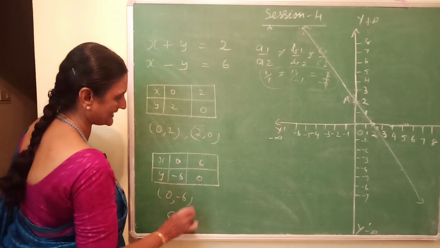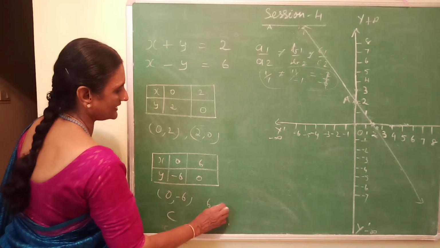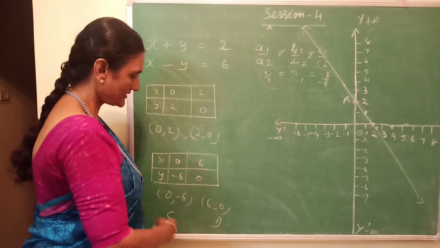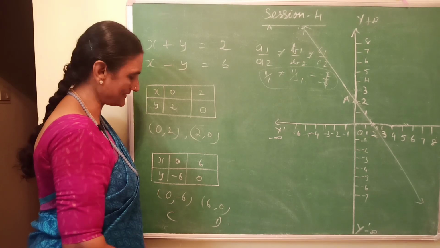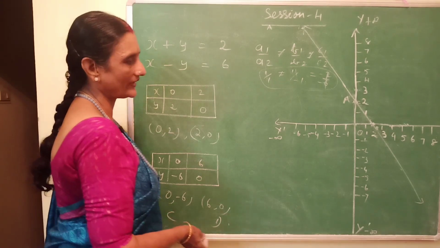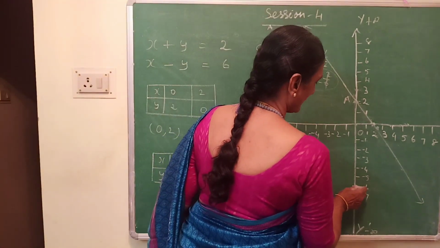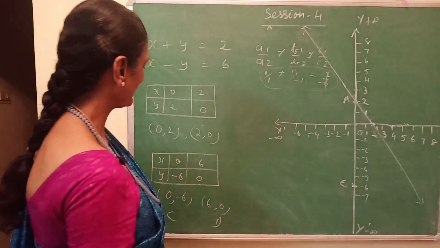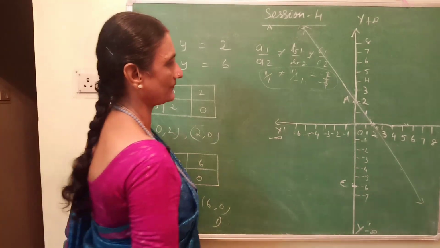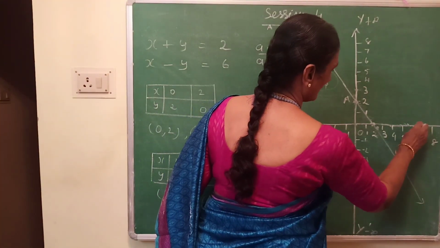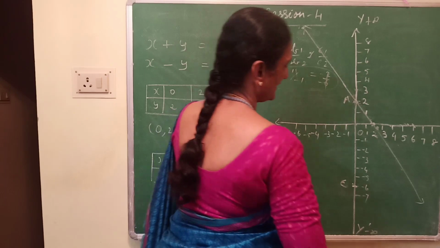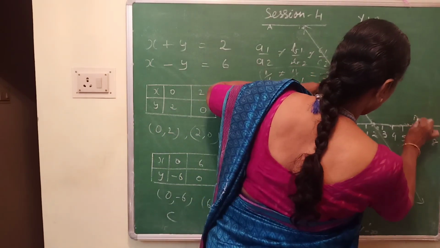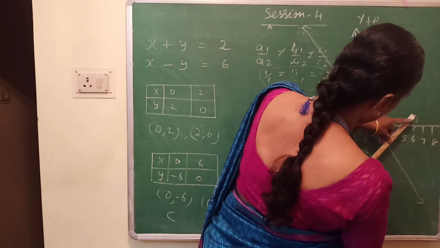Therefore 0, minus 6 is one point. Let us take it as C. And 6, 0 as the second point. Let us take it as D. Now 0, minus 6 is on the negative side of the y-axis. So this is the point. Let us mark it as C. And then 6, 0 is a point on the x-axis. So let me join these two. This is D and this is C.